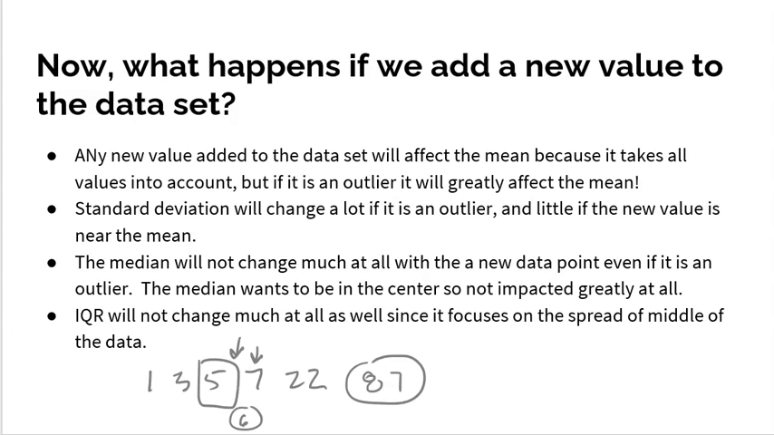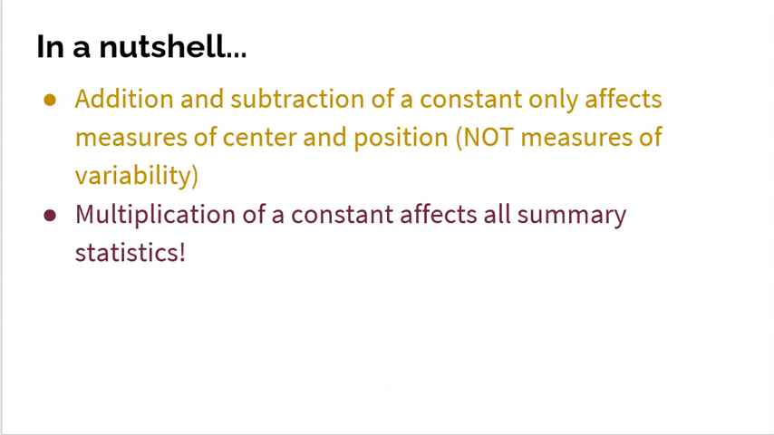All right, that's it for transforming data. We'll do some problems and stuff, but it's not too bad. I will say the biggest thing you've got to remember is addition and subtraction only affect measures of center and position, not variability, whereas multiplication affects everybody. That's some of the key you need to know.